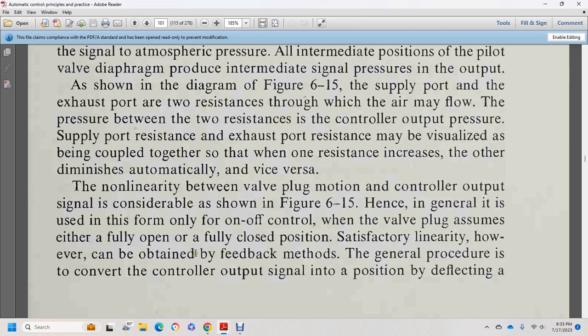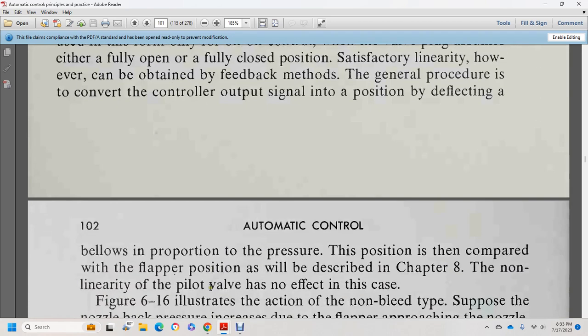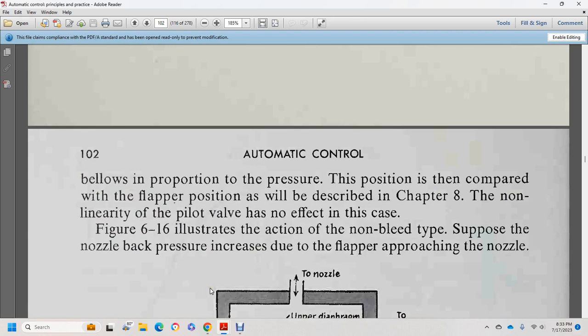However, for computers obtained with the feedback method, the general procedure is to convert the control output signal into a position by deflecting the bellows in proportion to the pressure. Position is compared with the flapper position, as described in Chapter 8, so the nonlinearity of the pilot valve has no effect in this case.